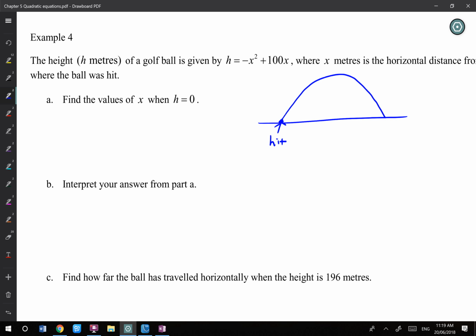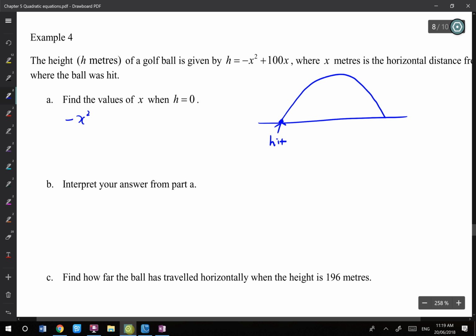Originally, t equals 0. Just before you hit it, time equals 0. And also the time when the ball hits the ground. So I will solve minus x squared plus 100x equals 0.